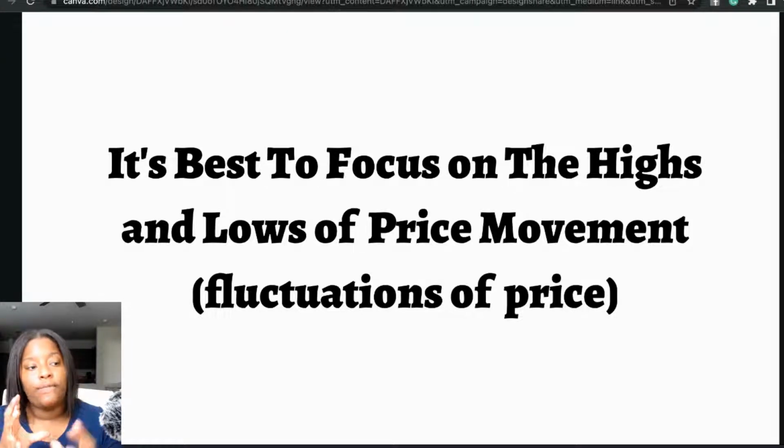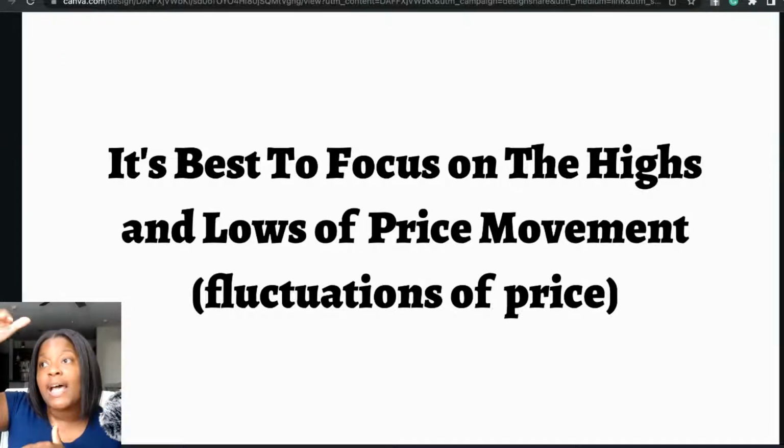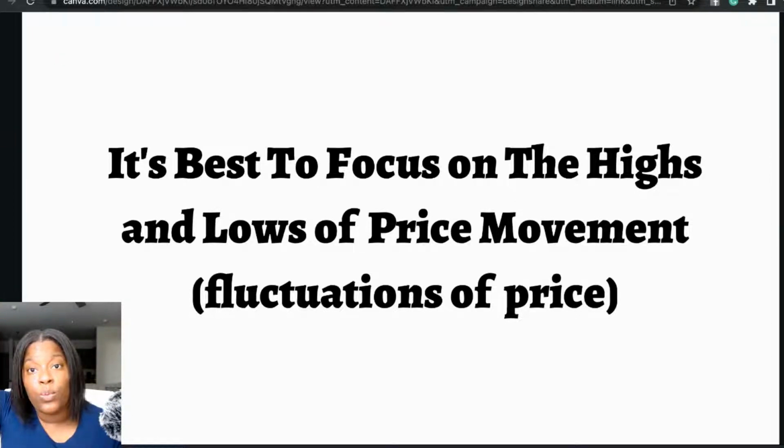You really want to focus on price fluctuations at those really highs, and you can tell it's a high because where's the very highest wick at, and then price just drops, and then you get all these candlesticks after. Or when price is low and there's a really low wick, and then price just starts to move back up. Those are what you want to focus on.